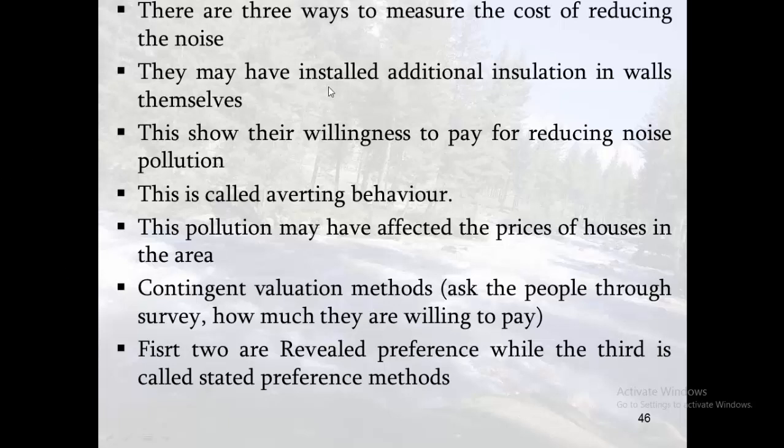They may have installed additional insulation in their walls to reduce the noise pollution. They have made arrangements to reduce the noise pollution. This shows willingness to pay for reducing the noise pollution because they have the extra cost of additional insulation. This approach is called averting behavior, in which the people have spent money in order to avoid this noise pollution.